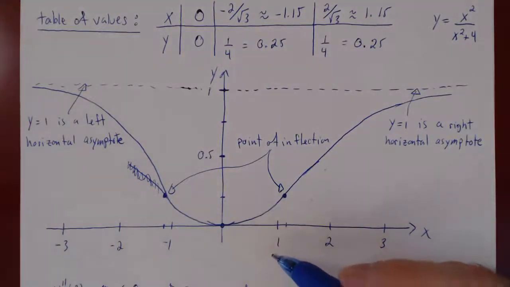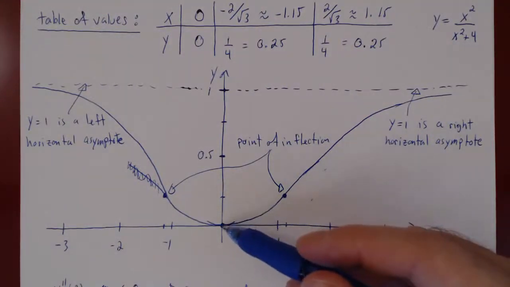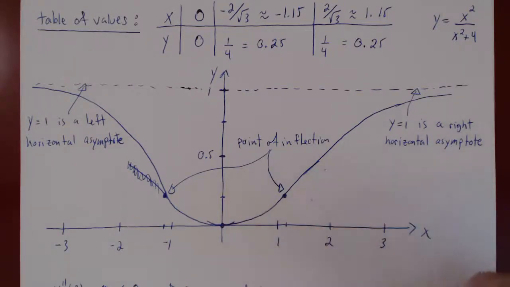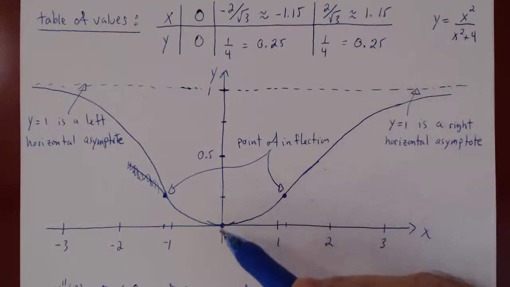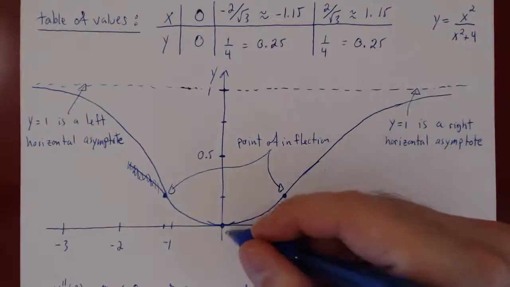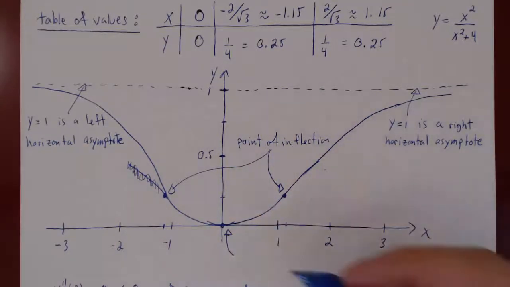And finally, we have classified the point x equals 0 as a local minimum, but it also is a global minimum, because for no other value of x will the function attain a smaller value than 0. So x equals 0 is a global minimum.